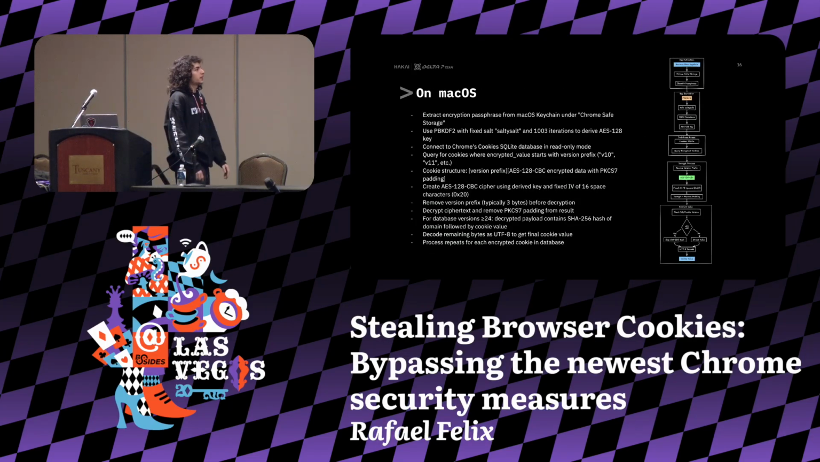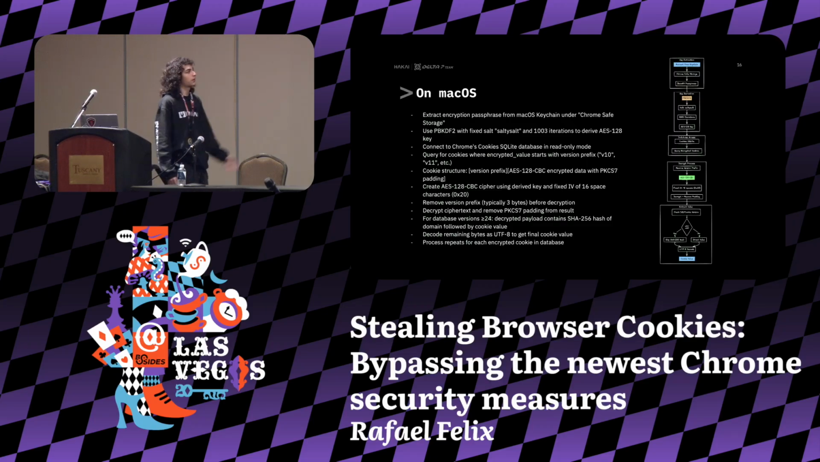So let's get to macOS. macOS is a bit different. Here we have an encryption passphrase saved on keychain, which makes it a little bit more secure because of how keychain on macOS actually works. Chrome Safe Storage here is the name of the saved keychain item. We then use a different algorithm now, password-based key derivation function 2, with a fixed salt called salty salt for some reason, and 1,003 iterations to derive the AES-128 key.